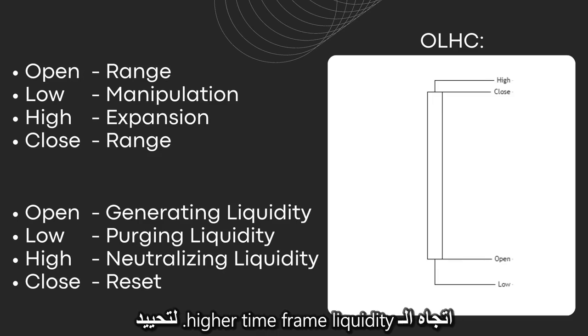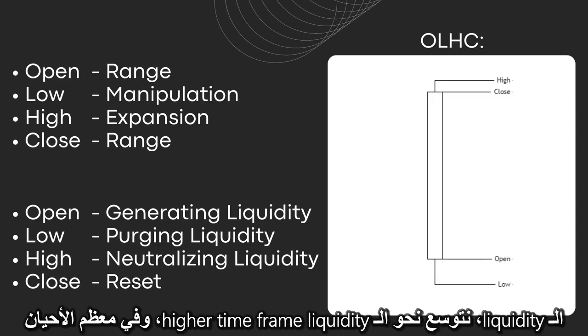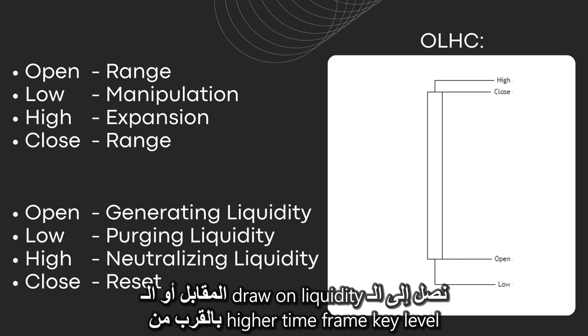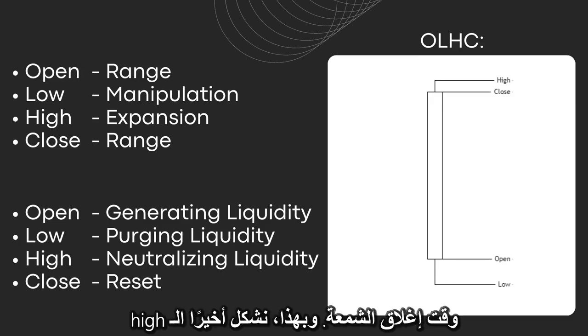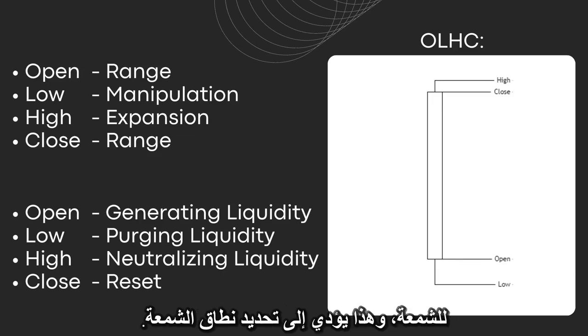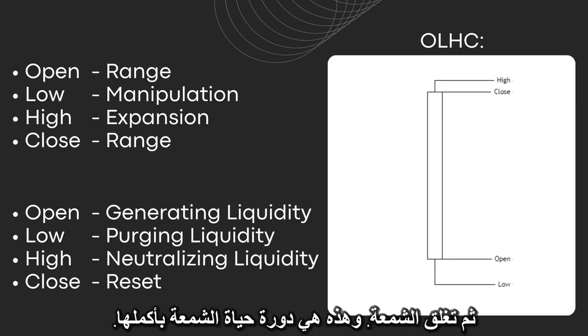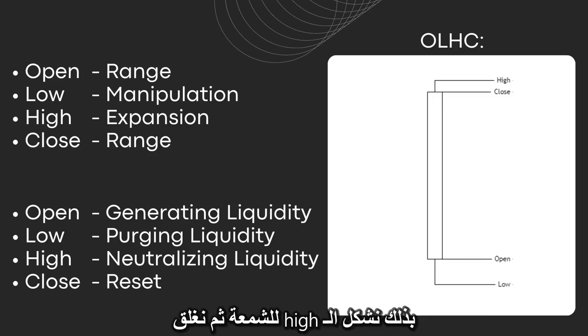Or in the direction of the higher time frame drawn liquidity. For that neutralizing of liquidity, we expand toward the higher time frame drawn liquidity, and more often than not, we reach the opposing drawn liquidity or higher time frame key level close to the closing time of the candle, right? And with that, we finally form the high of the candle, and that results in the candle's range being capped, right? And then the candle closes, right? And that's basically the whole cycle of how our candle forms, right?